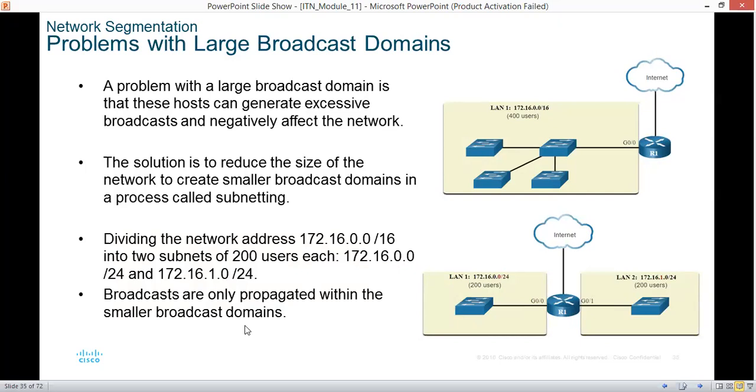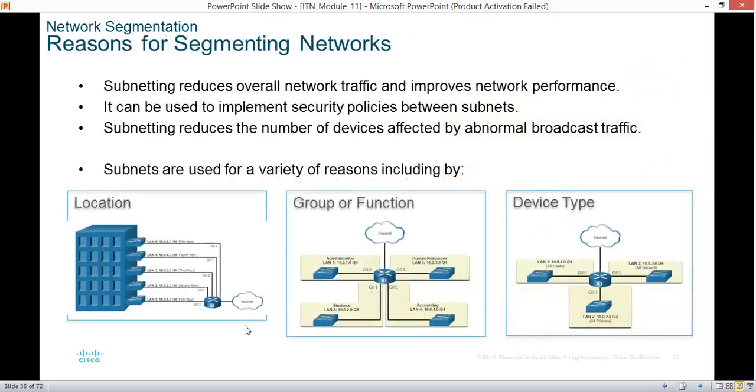And then, like we said, the solution is to what? Reduce it. So the reasons for segmenting a network is to subnet, reducing overall network traffic and improving performance. It can be used to implement security policies between subnets. It also helps for ease of management, because if you do segmentation, you can have, say, 8 floors. Each floor will be on a subnet, or each floor will be segmented on a different domain.